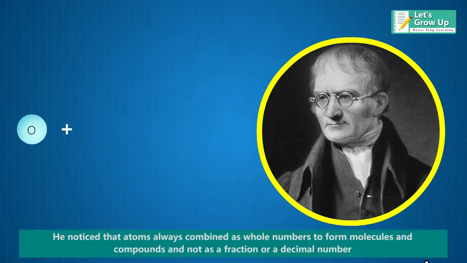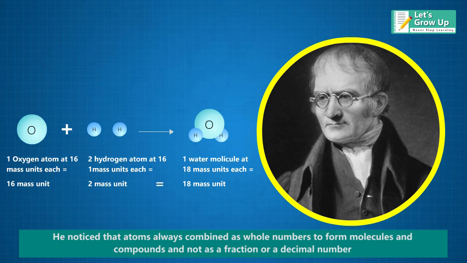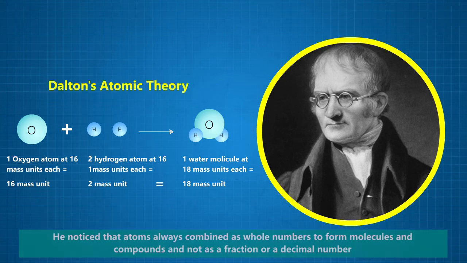However, John Dalton, the English meteorologist and chemist, is acknowledged with the development of the first modern atomic theory. He noticed that atoms always combined as whole numbers to form molecules and compounds, and not as a fraction or a decimal number. He named this observation the atomic theory.